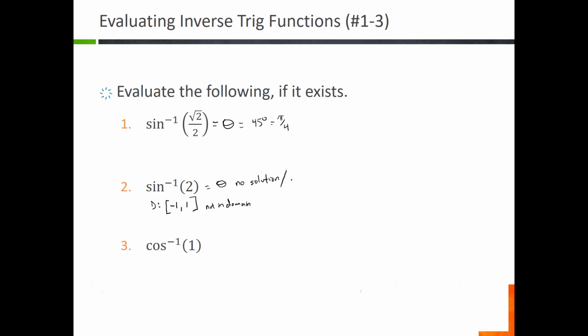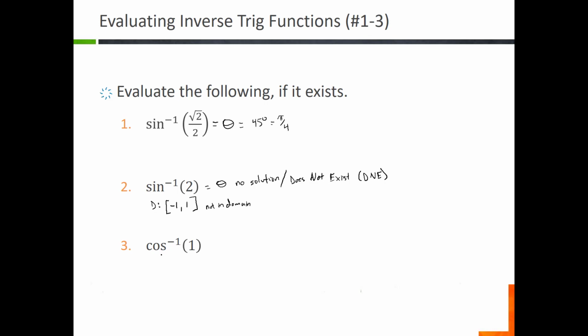So there is no solution. Or you could say this does not exist, which you can abbreviate DNE. If you try this on your calculator, it'll probably spit out some sort of domain error or something like that.